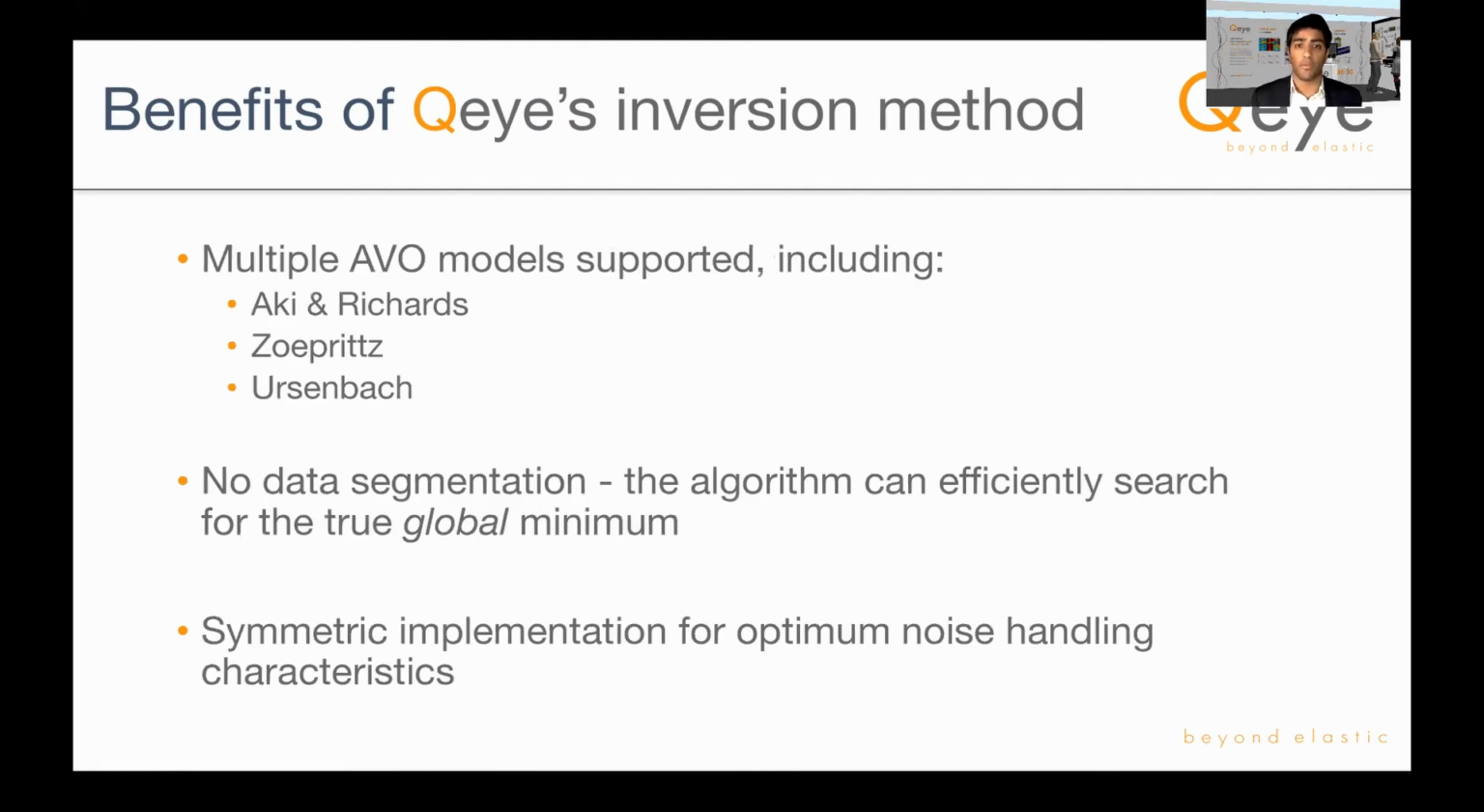The inversion can be performed using one of a number of AVO models to enable an optimal choice for a given data. The engine efficiently handles the largest datasets without segmentation of input data. And finally, the inversion is fully symmetric with no concept of a reference stack or baseline vintage in the 4D case. This improves the behavior of the inversion in the presence of noise.